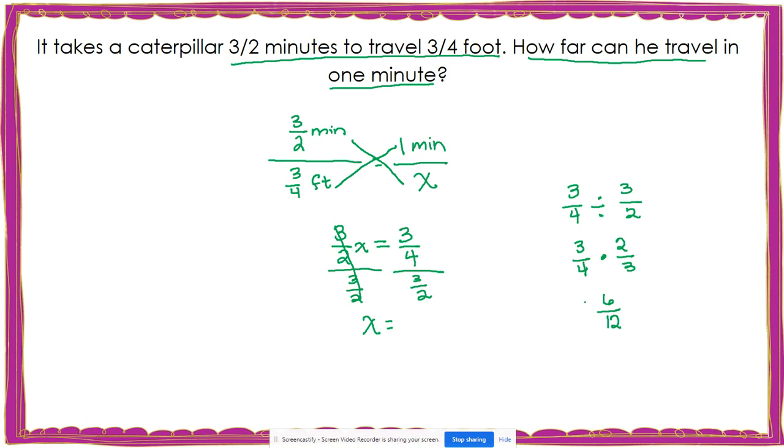Now my last step is to look at my fraction and see if it can be simplified. I know that 6 and 12 can both be divided by 6, so it can be simplified, and 6 divided by 6 will be 1, and 12 divided by 6 will be 2. This means that x is equal to 1/2. So to answer my question, the caterpillar can travel 1/2 of a foot in 1 minute.